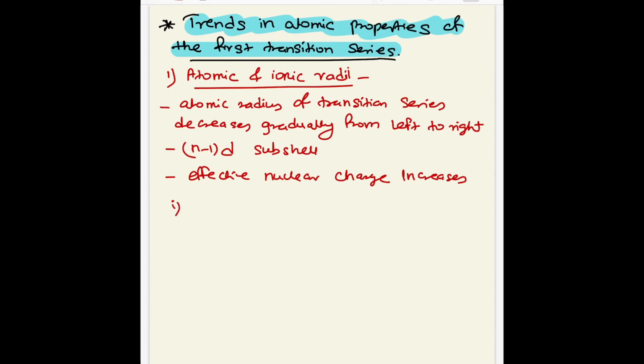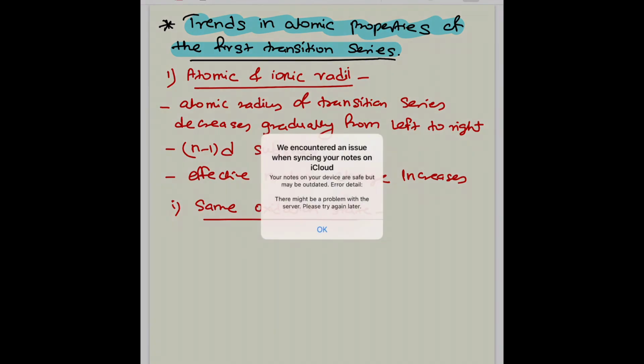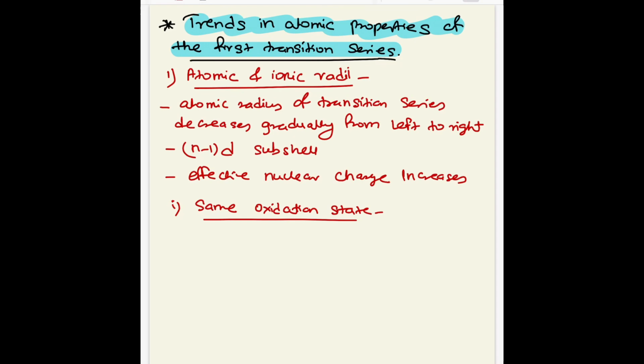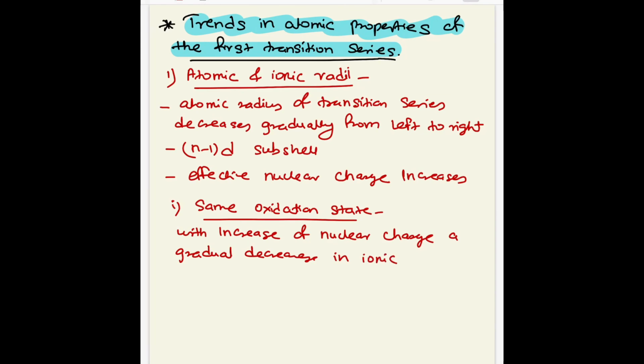First we consider the same oxidation state. With increase in nuclear charge, a gradual decrease in ionic radius is observed.